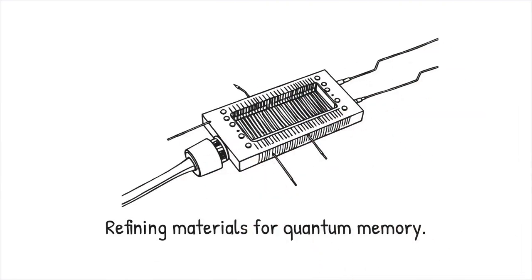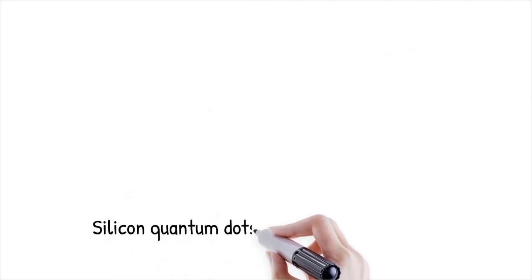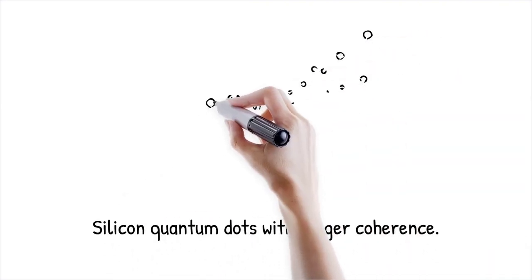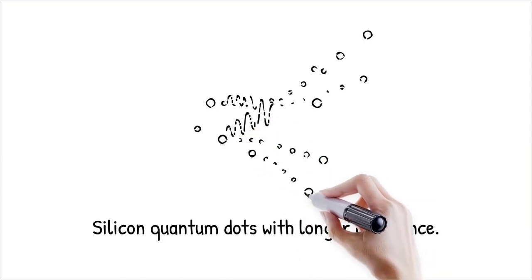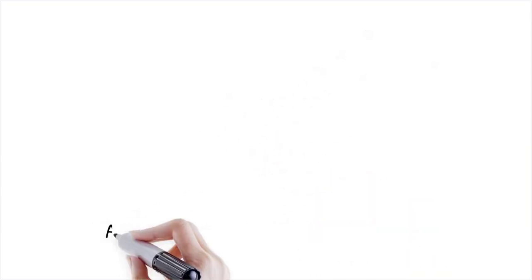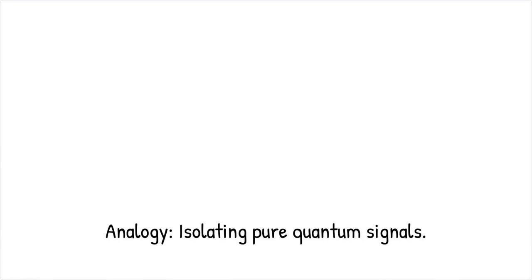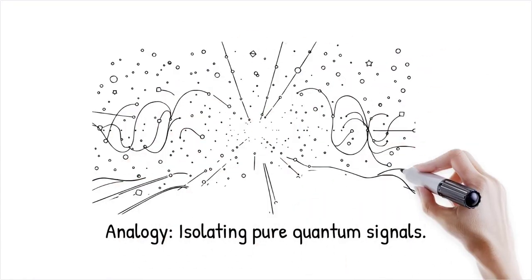For example, silicon quantum dots have been optimized for longer coherence times using quantum noise suppression techniques. It's like identifying weak radio signals in a noisy environment, helping to isolate the pure quantum signal.